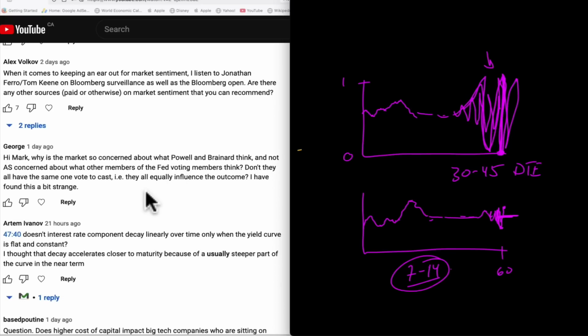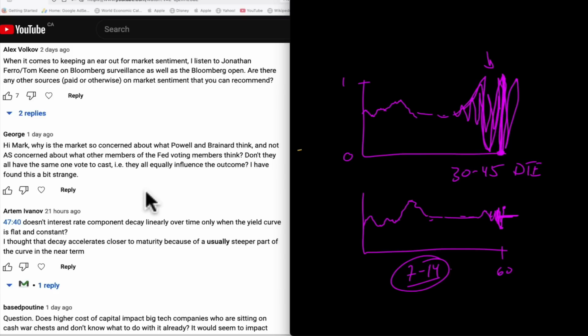Why is the market so concerned about what Powell and Brainard think? Because he's the chair and she's the vice chair. That's why. The chair pretty much gets his way because before the meeting, the chair usually has a conversation with everybody one-on-one.